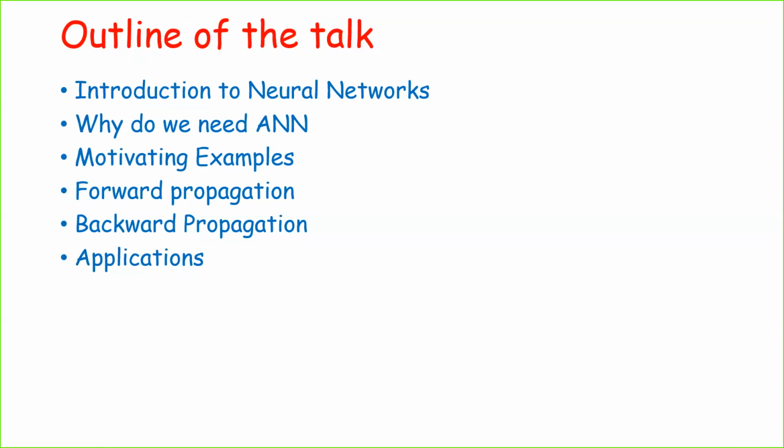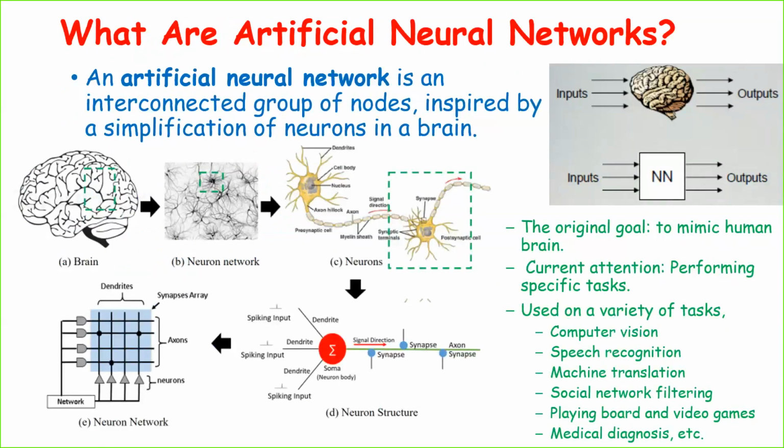It means it is just trying to replicate the human brain. All right. So the artificial neural network is an interconnected group of nodes inspired by the simplification of the brain. So if you look at this example, this right side figure, what our brain is doing, our brain is taking some inputs and giving some outputs at the higher level, right? So here also, the artificial neural network is taking some inputs and giving some outputs to us, right?